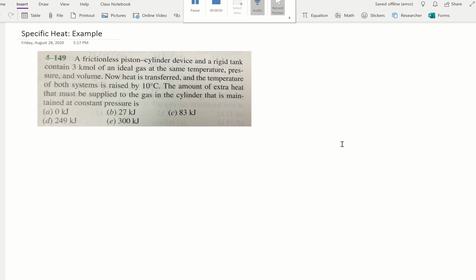Hi, in this video we're going to look at an example that has a concept of specific heat. It says a frictionless piston cylinder device, and also a rigid tank, contain 3 kilomole of ideal gas at the same temperature, same pressure and volume. Now heat is transferred, so we have a piston versus a rigid container. They all have 3 kilomole of ideal gas.